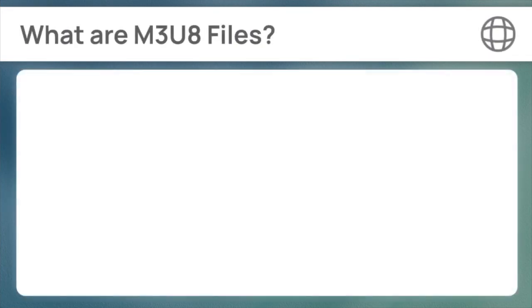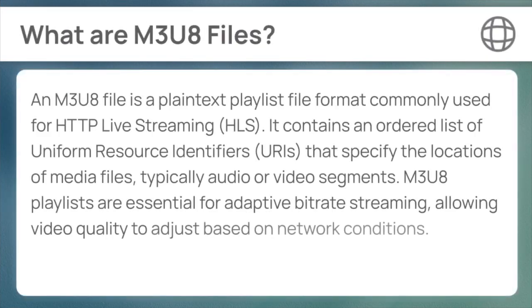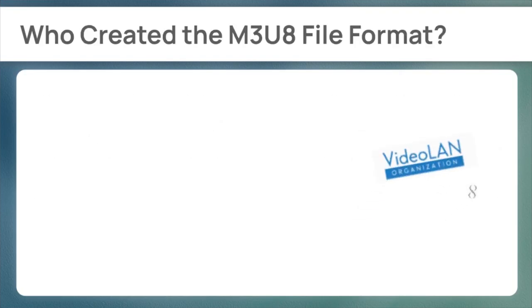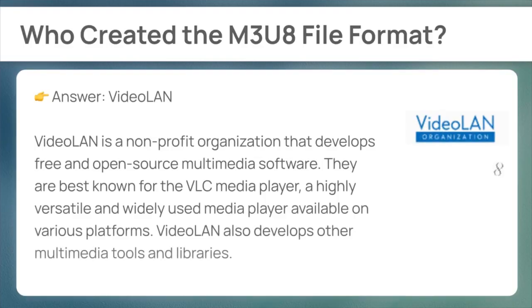An M3U8 file is a plaintext playlist file format, commonly used for HTTP live streaming, HLS. It contains an ordered list of uniform resource identifiers, URIs, that specify the locations of media files, typically audio or video segments. M3U8 playlists are essential for adaptive bitrate streaming, allowing video quality to adjust based on network conditions.